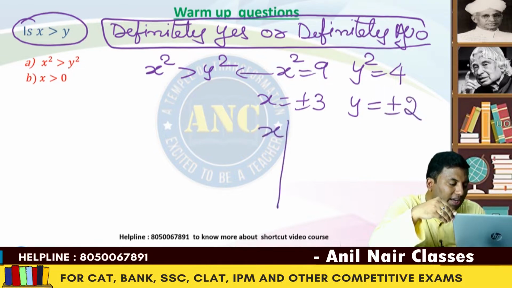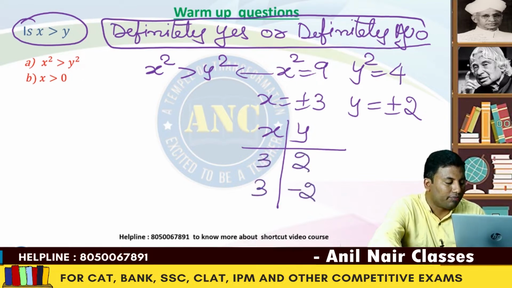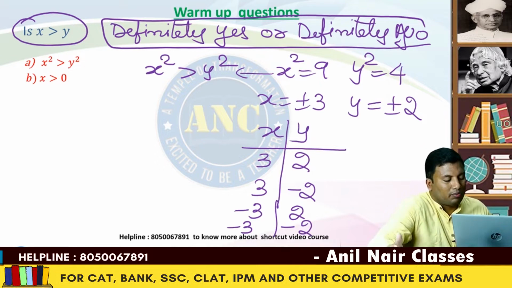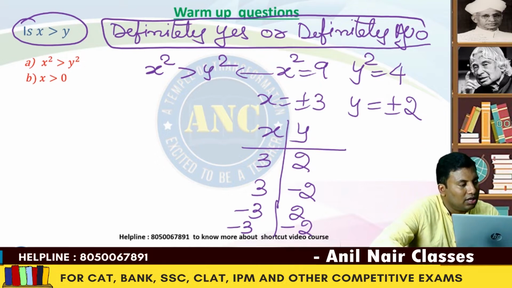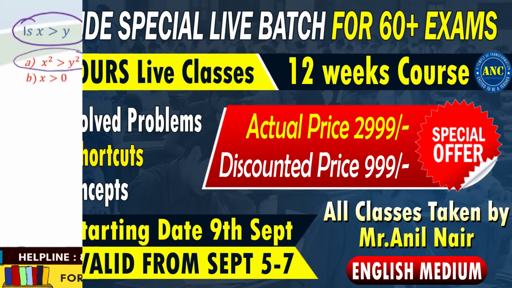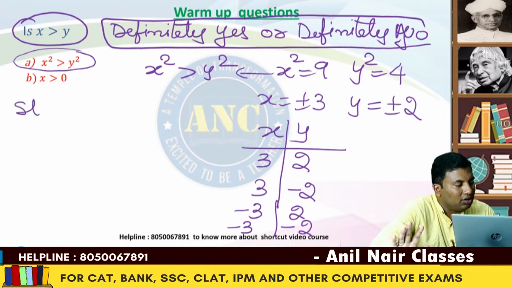So if I take x and y, I will make a table: 3, 2; 3, minus 2; minus 3, 2; minus 3, minus 2. You can take positive and negative also. Statement 1 is telling x square is greater than y square. In all the cases x square is greater than y square. Statement 1 alone.